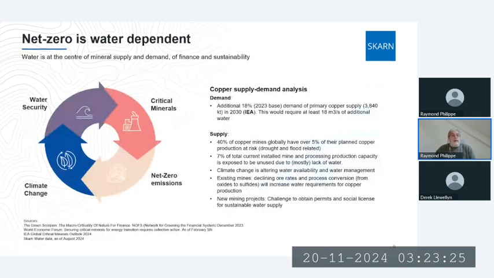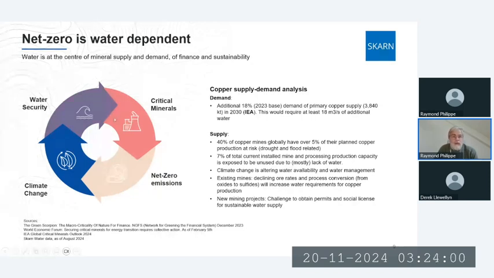Also important to note that there are a lot of targets being set globally around net zero, and our statement here is that net zero is also water dependent, and where water is at the center of mineral supply and demand, and of finance and of sustainability. To come to net zero emissions and to control climate change, you need critical minerals such as copper. But copper, as we've seen, also requires water. And that water security is being impacted by climate change.